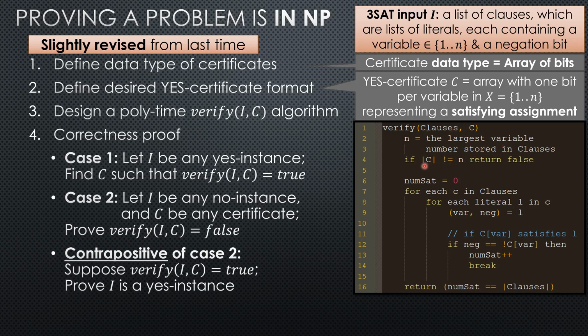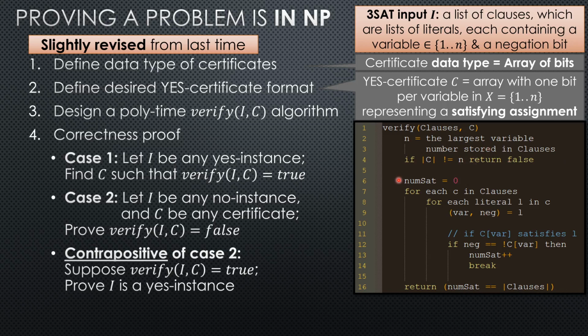Then I just check. If the length of the certificate is n, then keep going. But if it's not n, then I know this is not a yes certificate, because a yes certificate would give me a satisfying assignment. It would give me one truth value for each variable. So if it's not n, I'll just return false immediately.